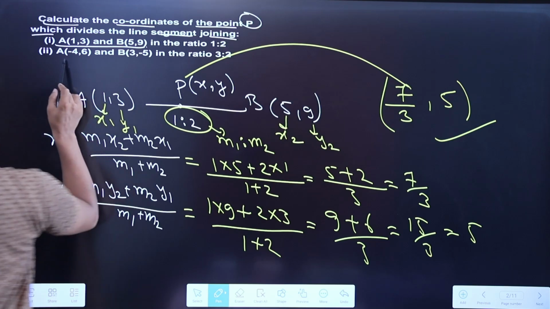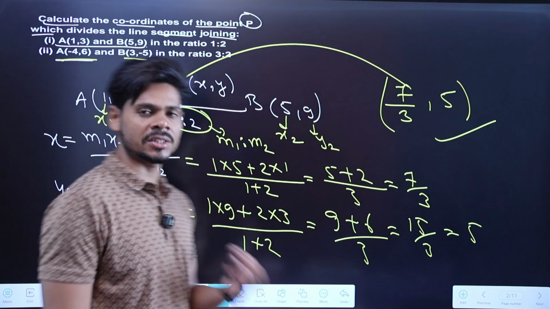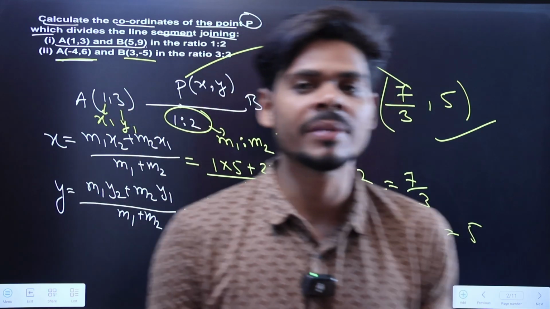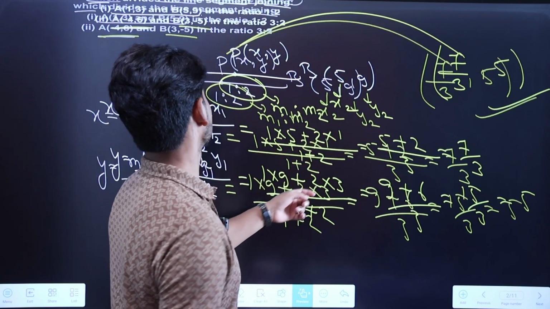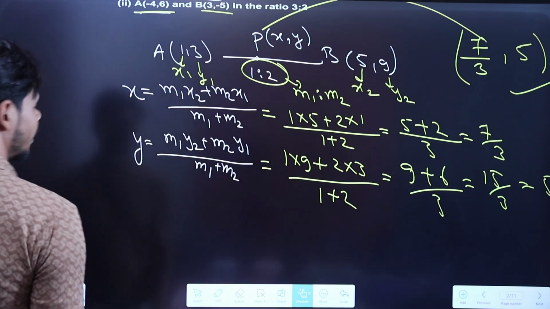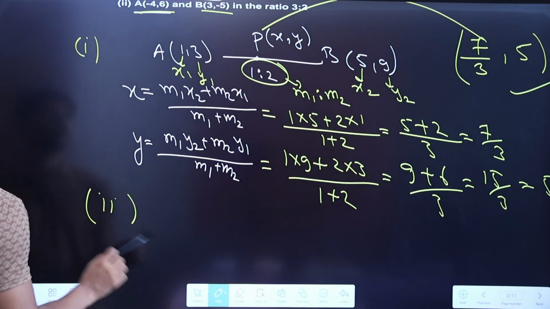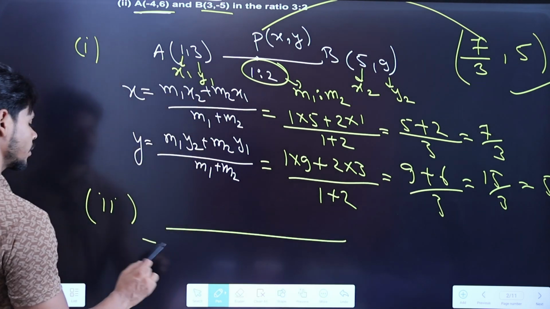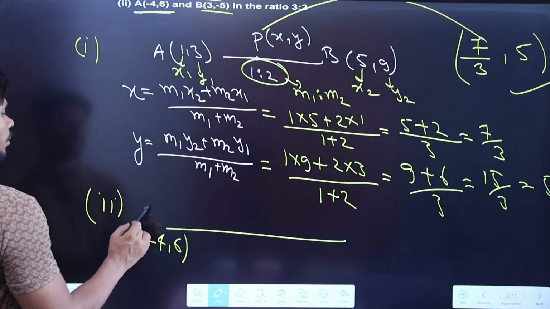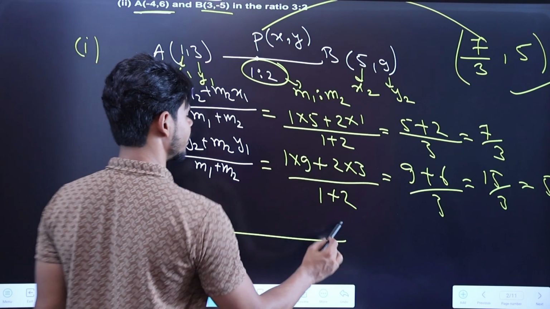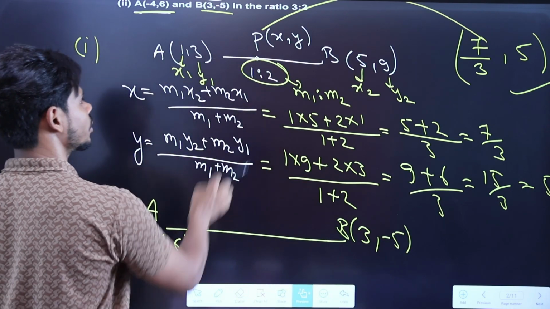Let's do the second part in the same way, where generally in the coordinates of A and B we get negative signs also, and generally students make calculation mistakes, basically silly mistakes, you can say. So this was your first part. Now in the second part we are given end points minus 4, 6, this is your point A, and this is your point B which is 3, minus 5. Then the ratio given is 3:2 this time.